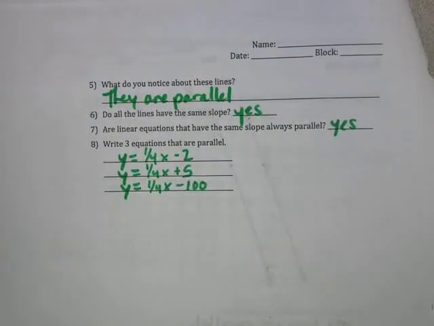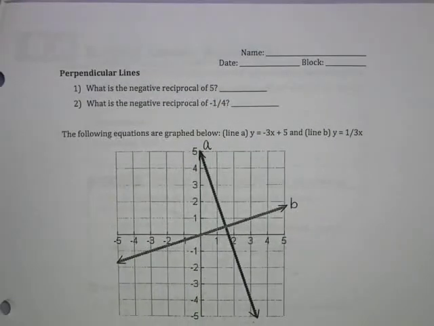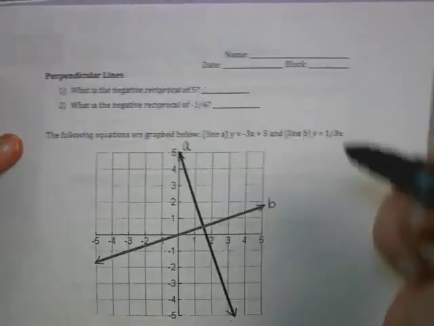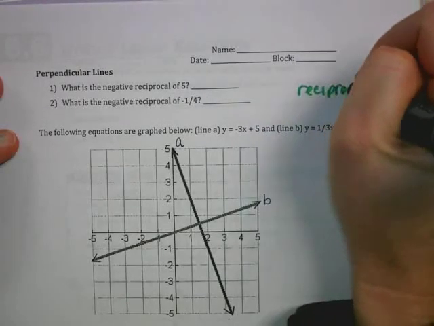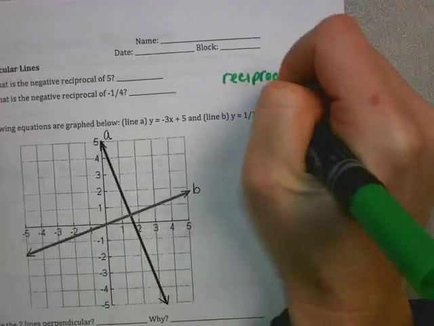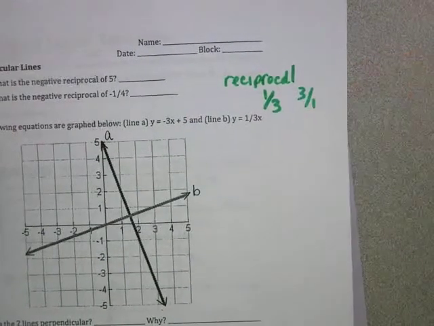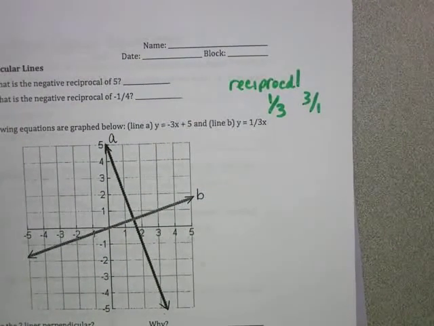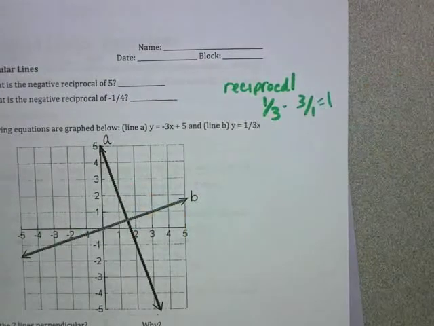Okay, we're going to continue on and talk about perpendicular lines. On the next page, we want to first talk about what it means to be a negative reciprocal. Well, before we get to negative reciprocal, let's refresh what a reciprocal is. If I said, what's the reciprocal of 1/3, you would tell me it's 3/1. A number times its reciprocal is 1. So if I multiply these two together, I get 1. It would be 3/3, which is 1.